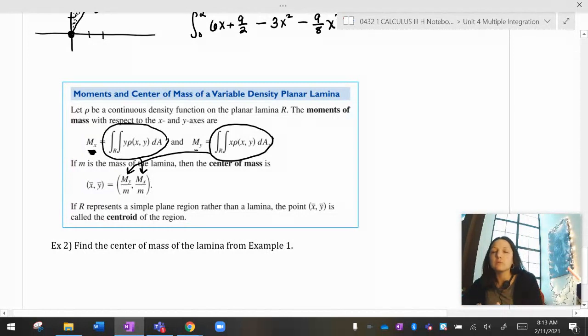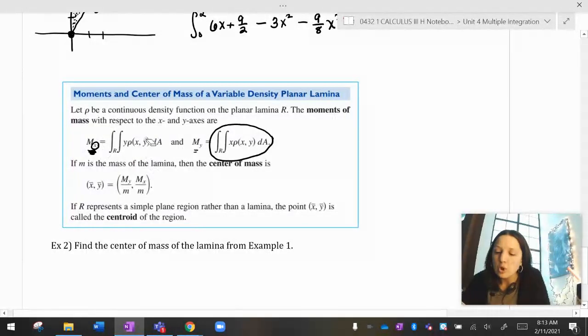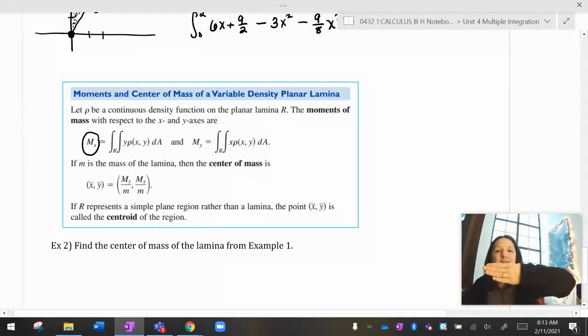And if you're thinking, wait, Mrs. Weber, why didn't they just call them my and mx and make the subscript match the variable? The short answer is, I got to be honest, they probably should have. But the long answer is your moment with respect to the x-axis is what this m stands for. And it means how far away from the x-axis would you need to put a sword so that you could balance the triangle on the sword.